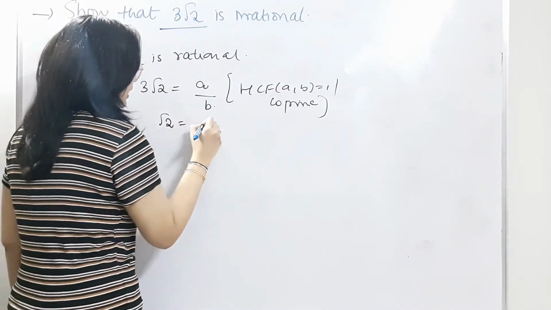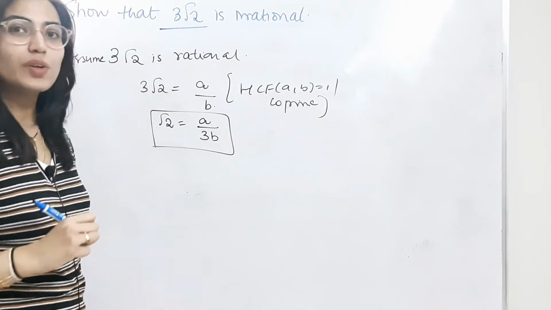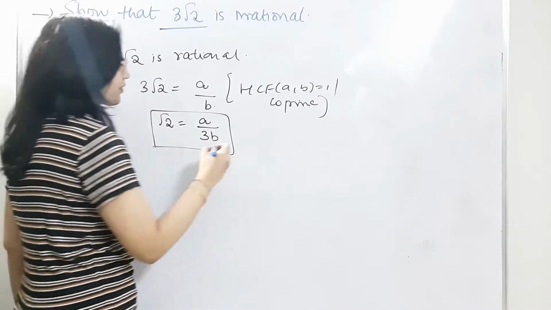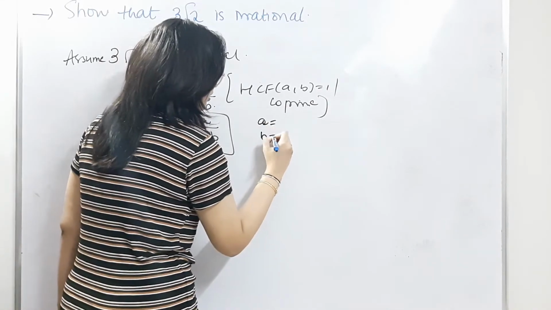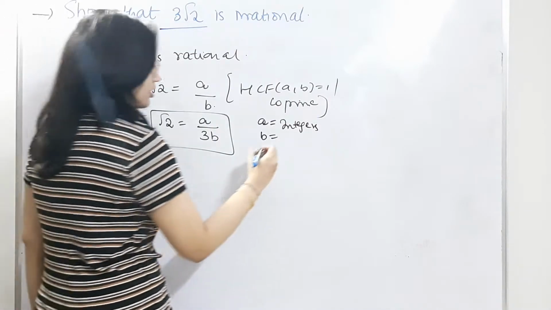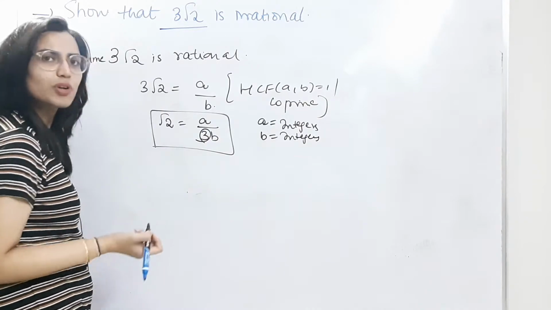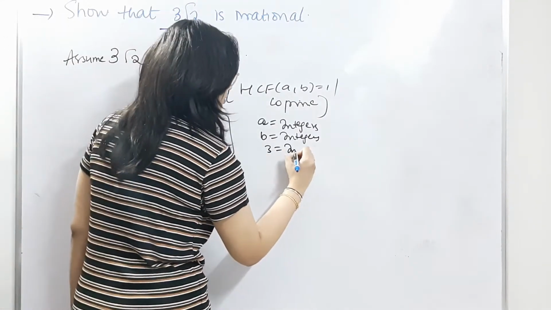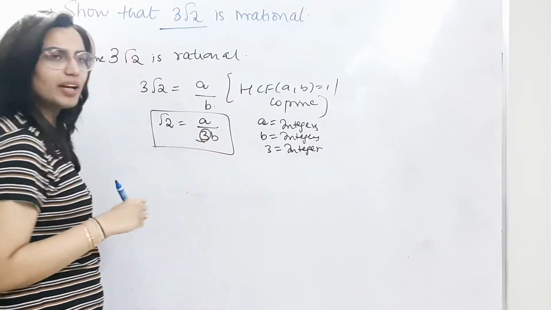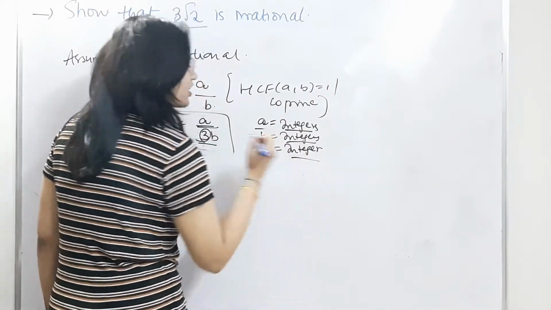Now, can I say that root 2 is equal to a by 3b? Here you don't square on both sides. We can do it very easily here. Root 2 is equal to a by 3b. Now, a and b here are integers, right? These are like lower level prime numbers. So, a and b are integers here. And you can also say that 3 is also an integer, a positive integer. So, an integer divided by another integer will result in an integer. Here a is an integer, b is an integer and 3 is an integer.